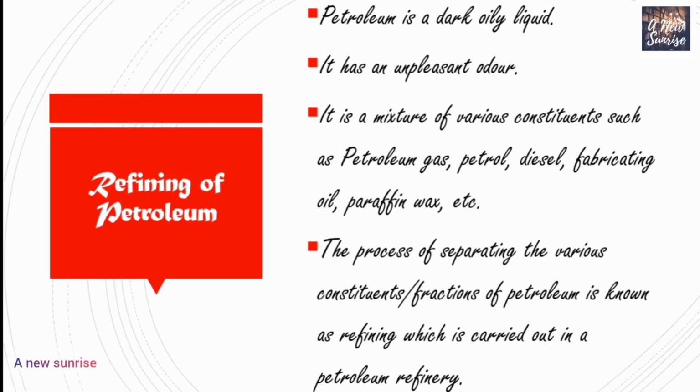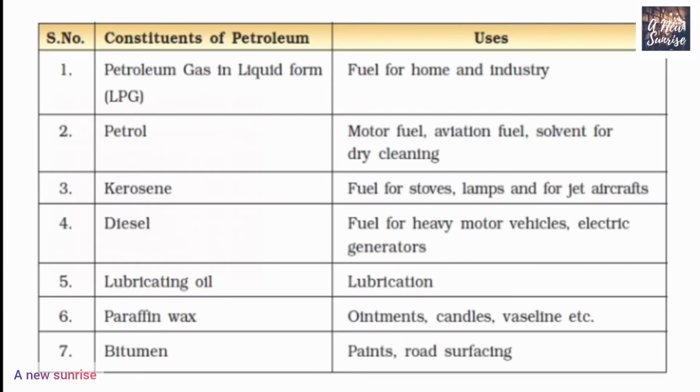Refining of petroleum. Petroleum is a dark oily liquid. It has an unpleasant odor. Odor means an unpleasant smell. It is a mixture of various constituents such as petroleum gas, petrol, lubricating oil, paraffin wax, etc. The process of separating the various constituents or fractions of petroleum is known as refining, which is carried out in a petroleum refinery. Now, an image has been shown to you about various constituents of petroleum and their uses.